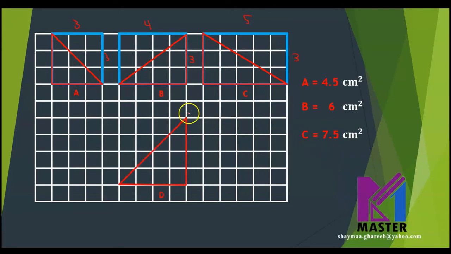One more shape, a triangle D. I will complete the shape to become, as you can see, a square. 4 centimeters and 4 centimeters. So this square has an area of 4 squared, or 4 times 4, which is 16. The area of this square is 16, which means the area of this triangle will be half 16, which is 8 centimeter squared.